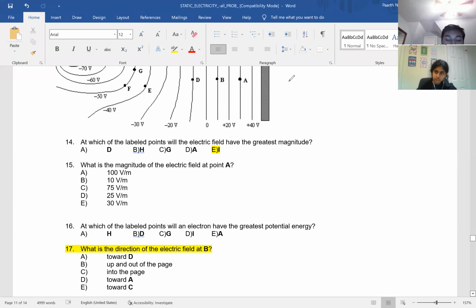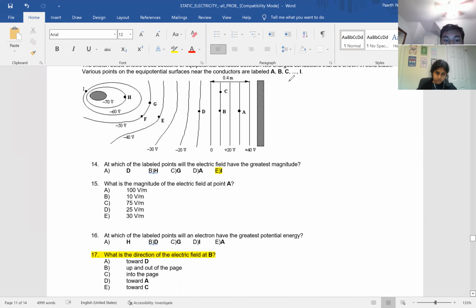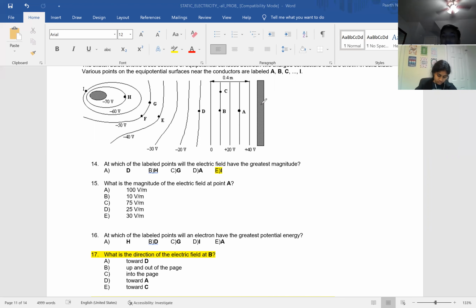And then, what is the direction of the electric field at B? So when solving this, you have to consider what side each side of the electric field is. If you notice, the voltage is positive here, which means that it's the positive end of the electric field. And then the other side is negative because the voltage is negative here. So that means that the direction of the electric field is going to be away from the positive charge. So if you were to draw a line, it would be something like that, right?